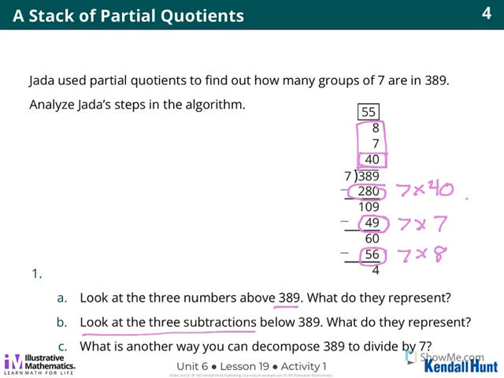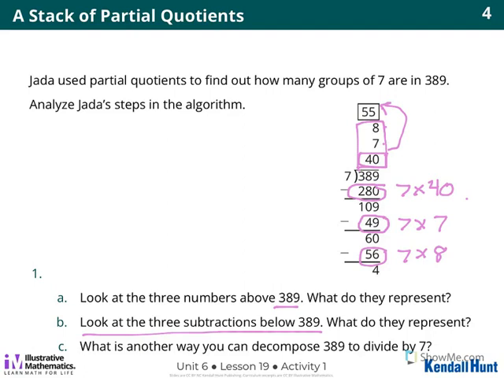Okay, that was part B. Look at the 3 subtractions below. What do these 3 numbers represent? Delaney. If you add them together, you get 55. So if you add 8 plus 7 plus 40, you get 55. And what is 55? The quotient. The quotient, the answer, right?